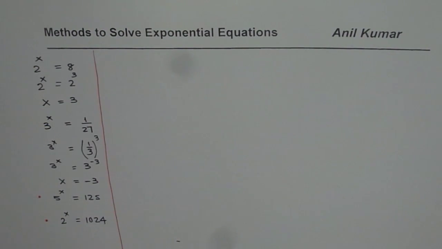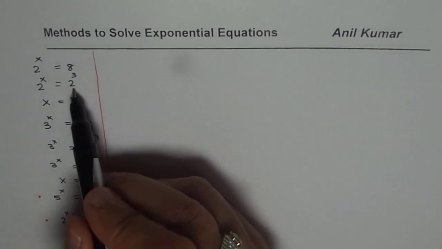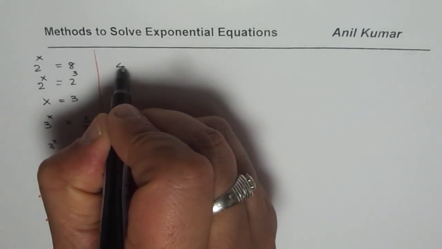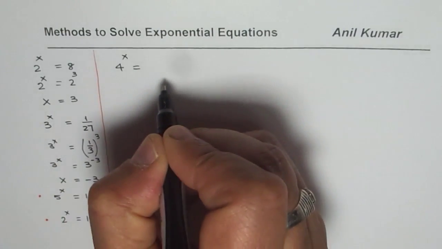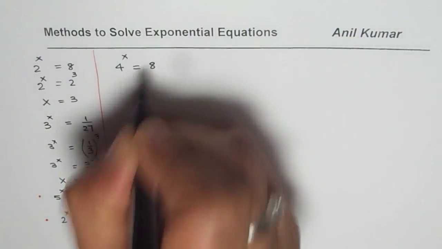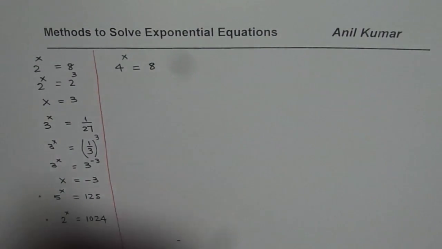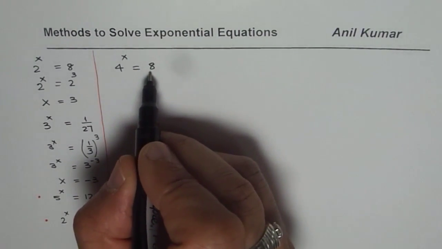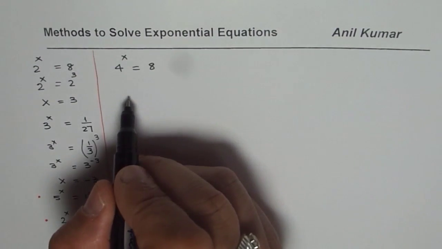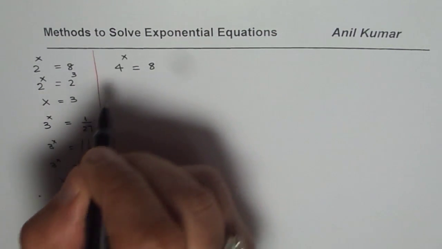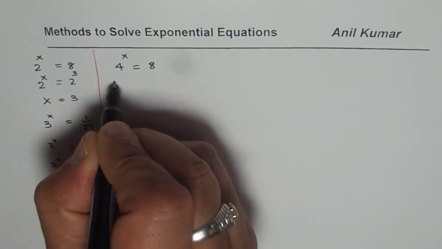Well, there are times when it is not so easy to write with a whole number. So if I give you the equation 4 to the power of x equals 8, in that case, how are you going to solve it? Of course, I cannot write 8 with base 4 and some whole number power. What I can do in this situation is write 4 as 2 square.